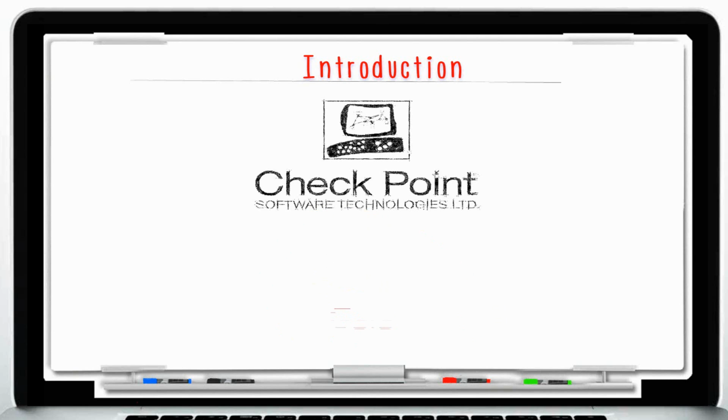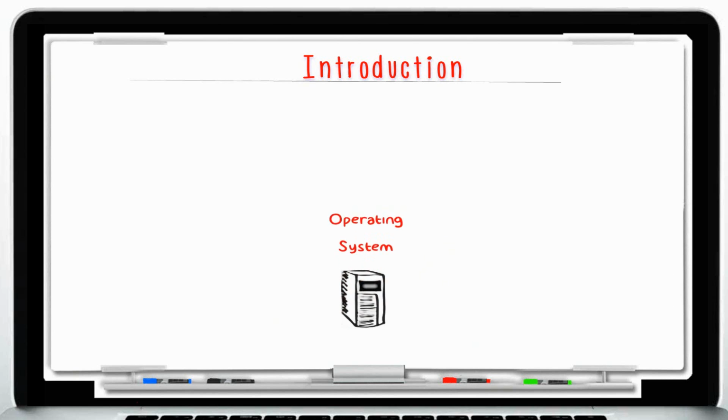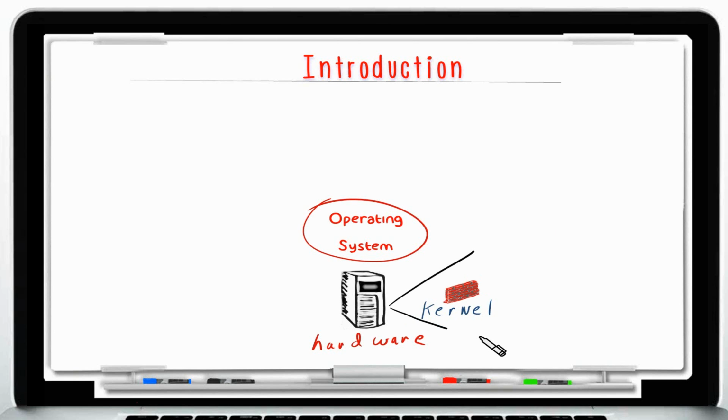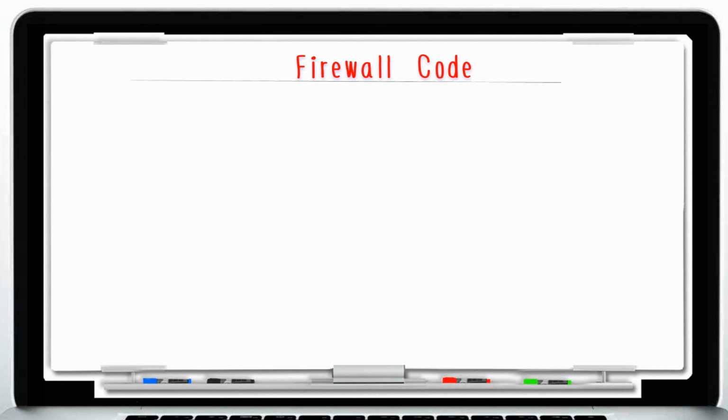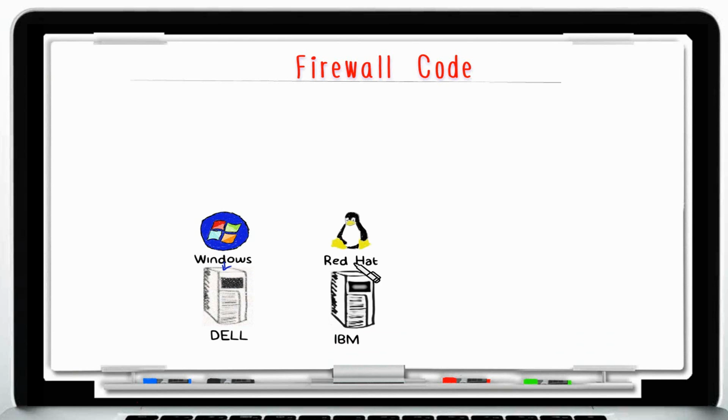But regardless of which operating system you have, the point I'm trying to make is that you need to have some kind of operating system running on some hardware. And when you install the firewall code, the inspection engine will get installed into the kernel component of the operating system. To help clarify this point, let me use 3 examples. First, you have Windows running on Dell hardware. Second, you have Red Hat operating system running on an IBM appliance. And third, you have Gaia running on Checkpoint's own 4,000 appliances.